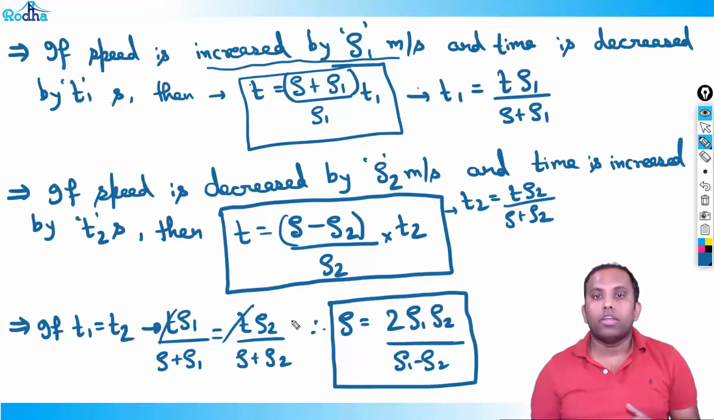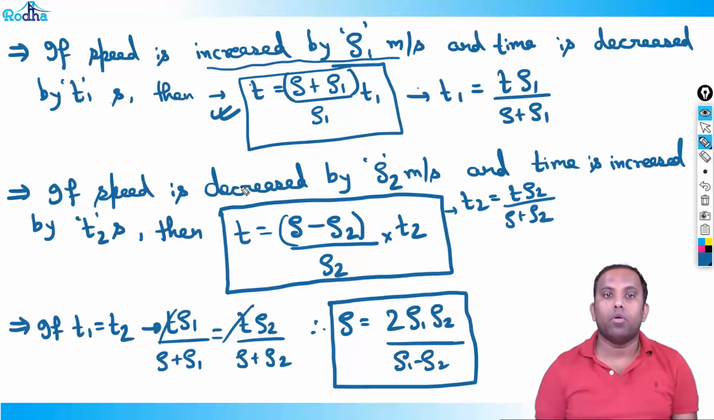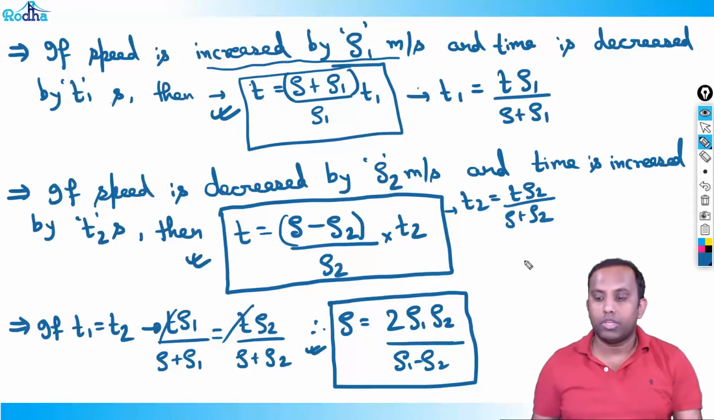After solving, what you will get? You will get s equal to twice of s1 s2 upon s1 minus s2. These 3 cases are very important. Now we can do questions here.